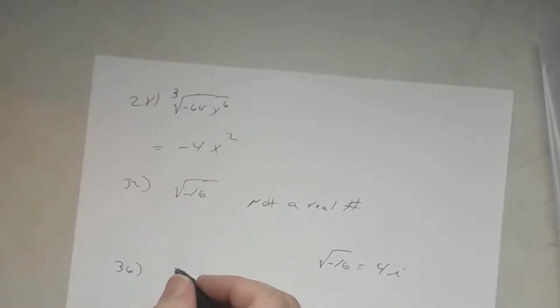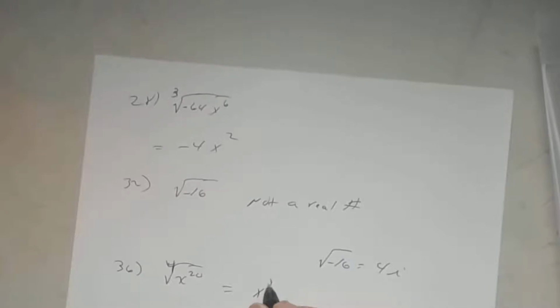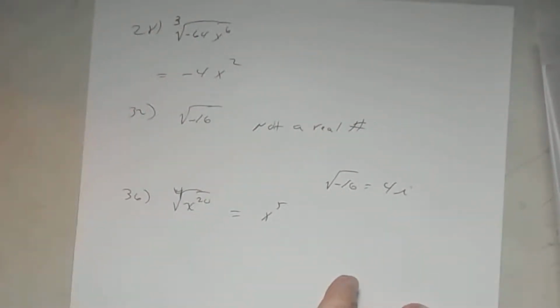All right, let's look at number 36. You have the fourth root of x to the 20th. What's the answer? X to the 5th. 20 divided by 4 is 5. X to the 5th.